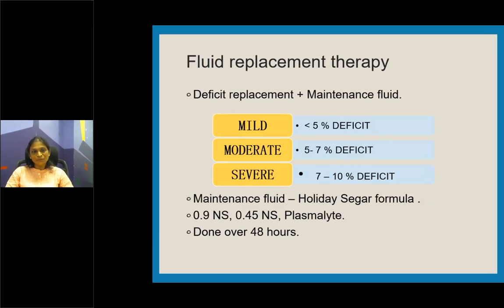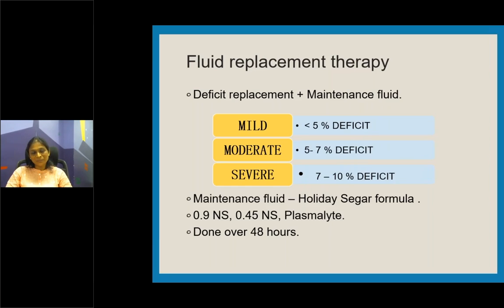The next part of fluid therapy, replacement therapy, is the deficit replacement. In a mild DKA, the deficit is approximately less than 5%. In a moderate DKA, the dehydration deficit is between 5 to 7%. And in severe DKA, the deficit is somewhere between 7 to 10%.